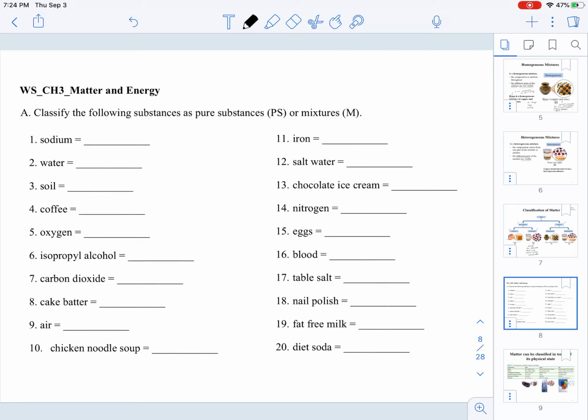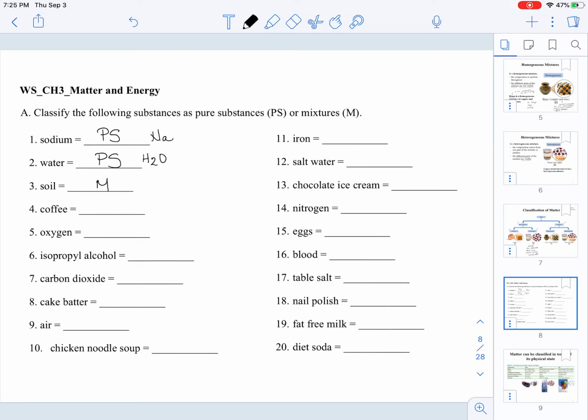Now, on part A of our worksheet in class, we have a list of substances and we need to consider them and classify them as pure substances or mixtures. I'm just going to do numbers 1 through 10 at this time, so the column on the left. Sodium is a pure substance. That is one of the elements in the periodic table. Water is a pure substance. Water is composed of 2 hydrogens and 1 oxygen. Sodium, the symbol is Na. I forgot to mention that.